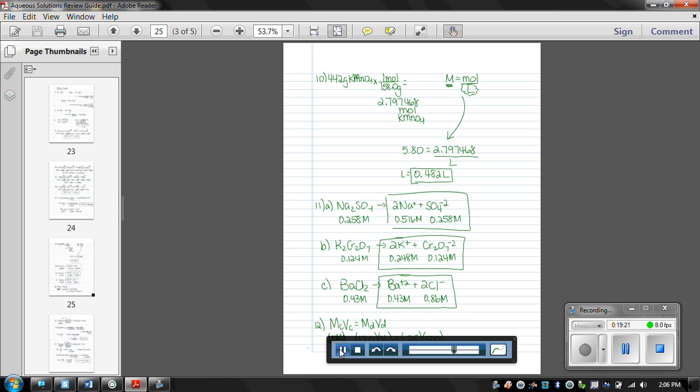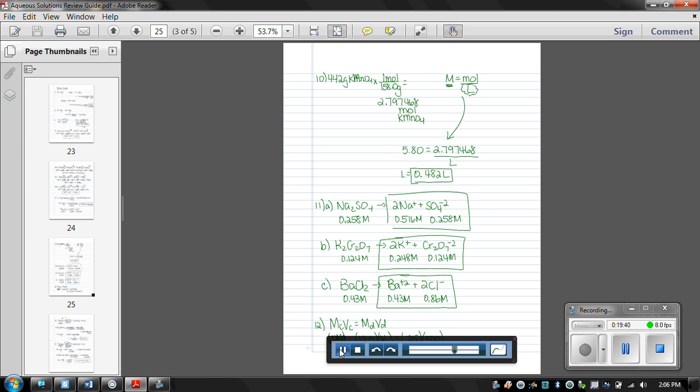Notice I left it in milliliters. I could convert it to liters if I want. I just know that if I leave it in milliliters, then this VC I'm going to calculate will also be in milliliters. So when you get your VC and you round to 2 sig figs, you get the answer of 10 milliliters. That's 10 milliliters of 12 molar HCl. That's what that number represents.